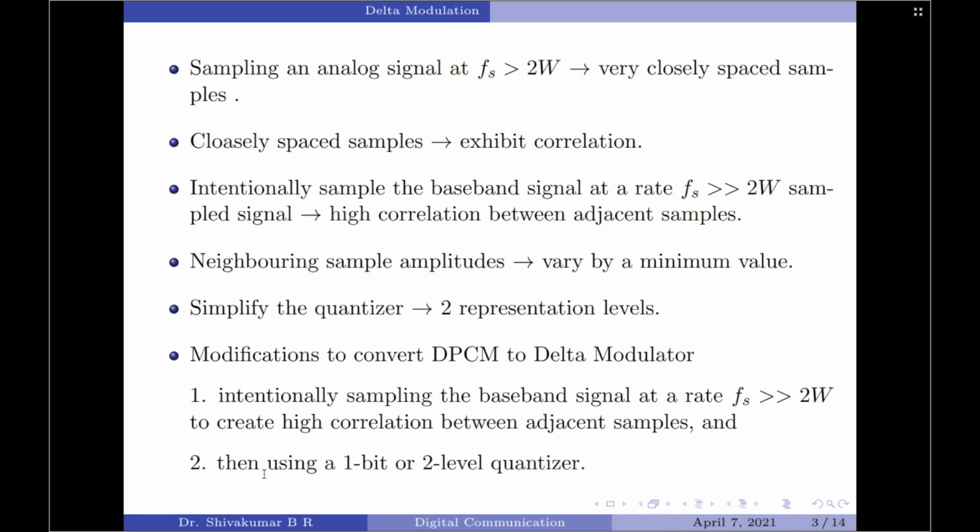Second, instead of using an n-bit quantizer, the delta modulator uses a 1-bit or simply 2-level quantizer. We say it is 2-level because when I say 1 bit, it is 2 to the power of 1, which is 2 representation levels. So that is why this is also called a 2-level quantizer. When I incorporate these modifications, the DPCM will simply convert to a delta modulator. So, in simple words, we can say delta modulation is simply a 1-bit version of the DPCM.